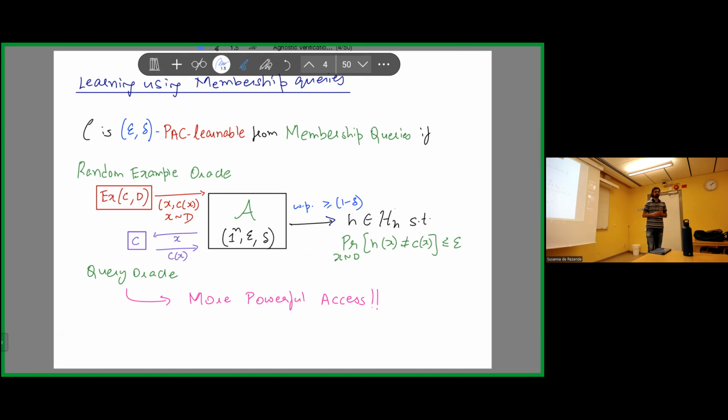What do you mean by boundary points? Oh, boundary points is just an example. It's just some point, an interesting point. Interesting points. Okay.